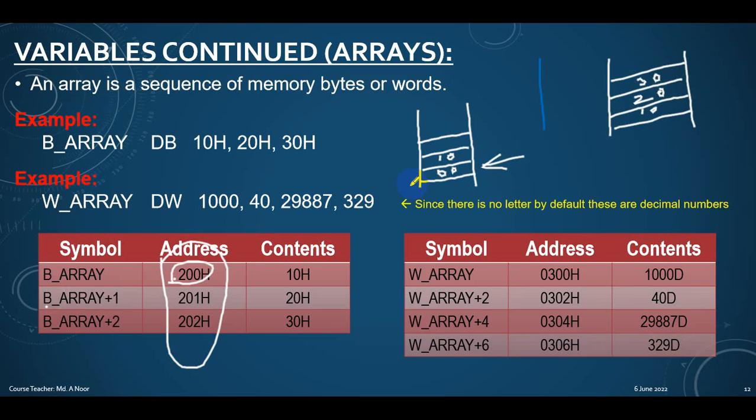And how are they stored? Low order byte goes to the lower memory location. High order byte goes to the higher memory location. So if you want to access the next element 40, you need to give this address WRA plus 2 because it is word type. So let's say this is 40. Then to access the third element, 29,887, you give the address WRA plus 4. To access the fourth element, WRA plus 6.